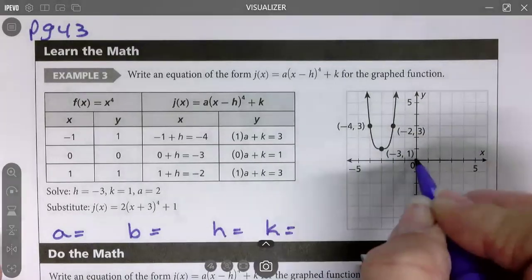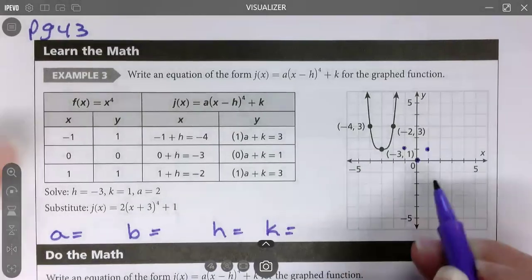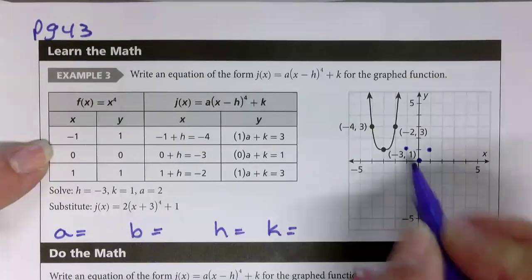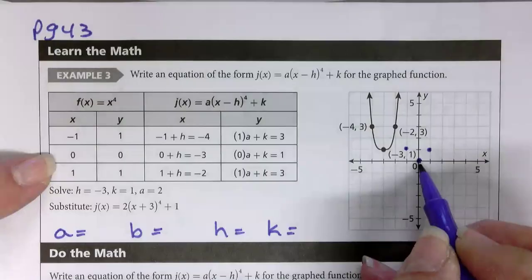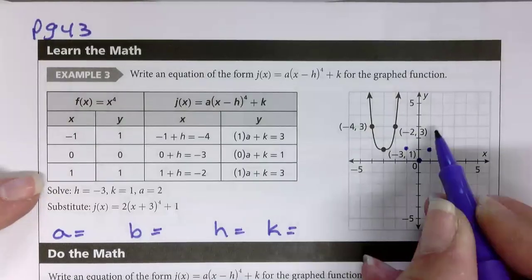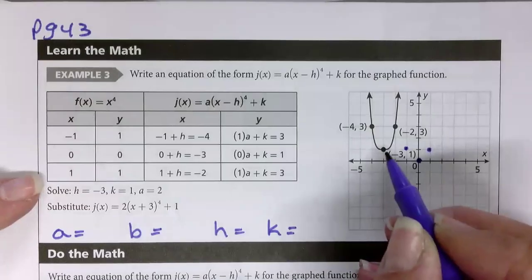Now, our original parent function had these coordinates. How do I know? Because they're written over here as -1, 1, 0, 0, and 1, 1. So there used to be a parabola here. That was the original parent function. But then it has been moved and transformed, right? Changed its shape.